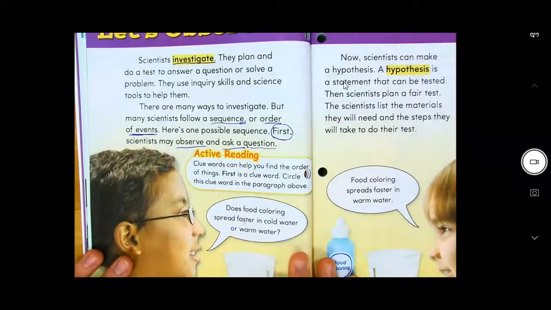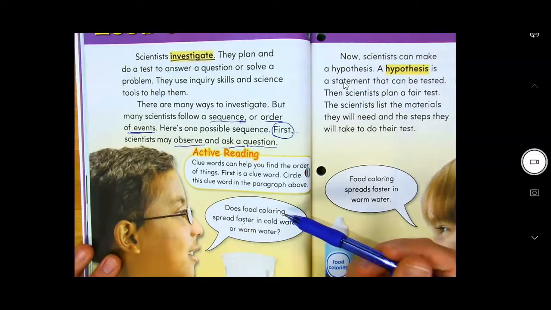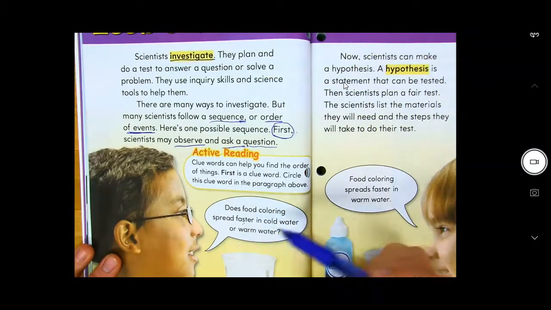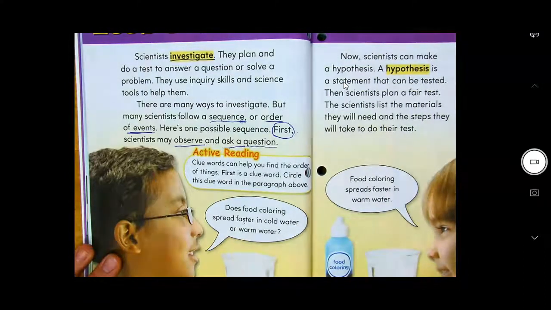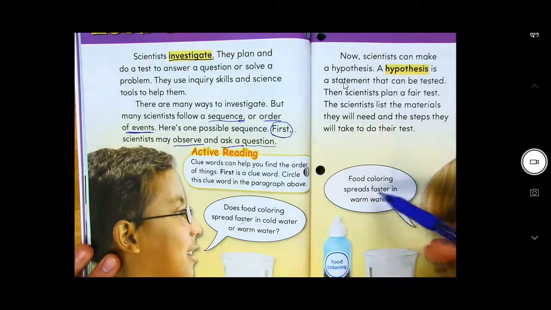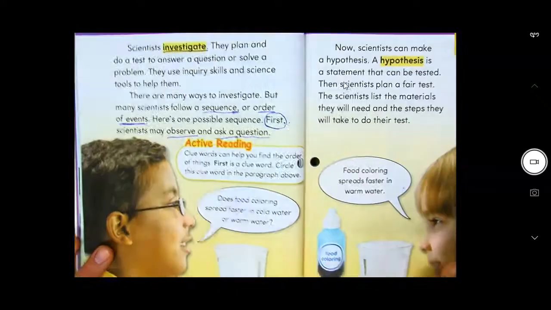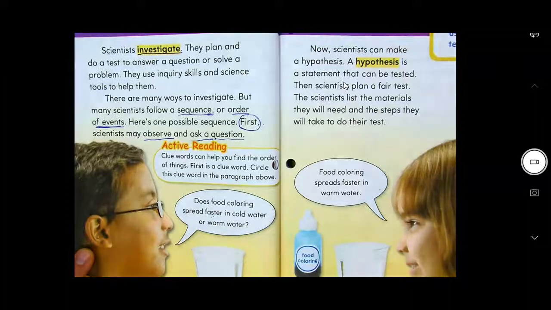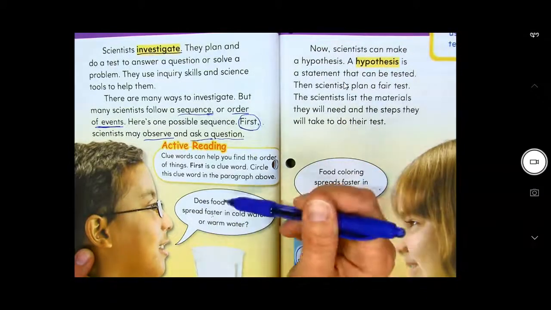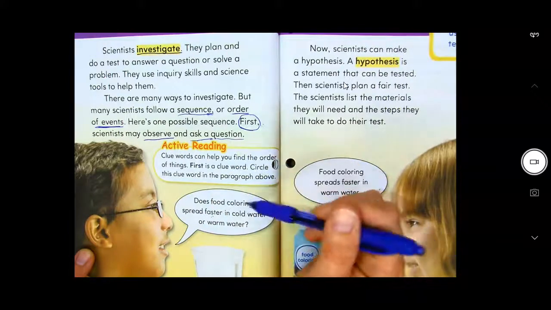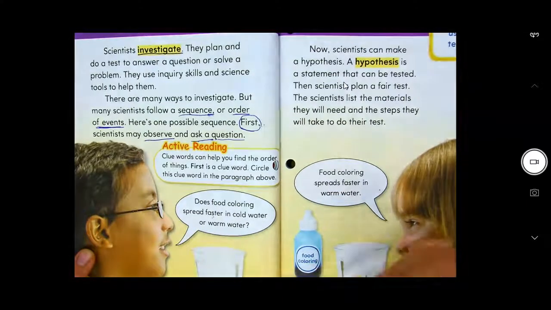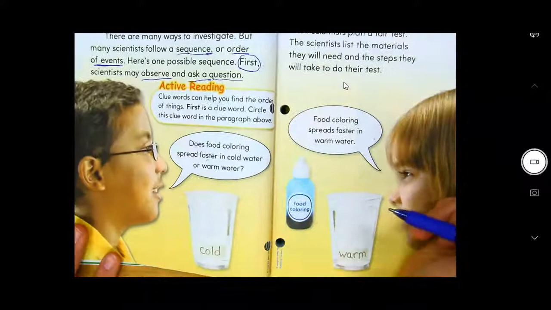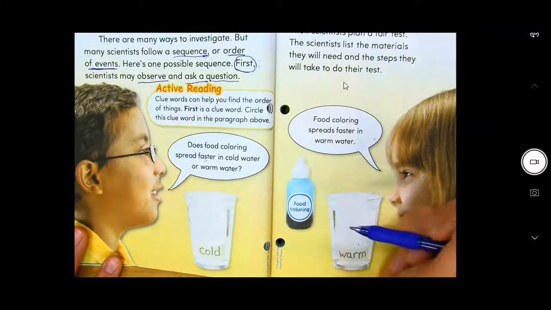All right? Okay, so this scientist says, does food coloring spread faster in cold water or warm water? And this scientist is saying food coloring spreads faster in warm water. So she is coming up with a hypothesis, what she thinks is going to happen. Okay? So on this page, scientists observe and ask a question. So he's asking a question and he's looking at all of the items they have to test. Okay? They have cold water, warm water, and food coloring.